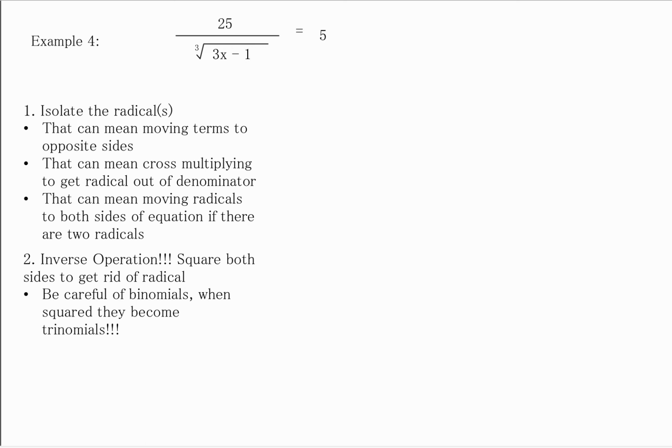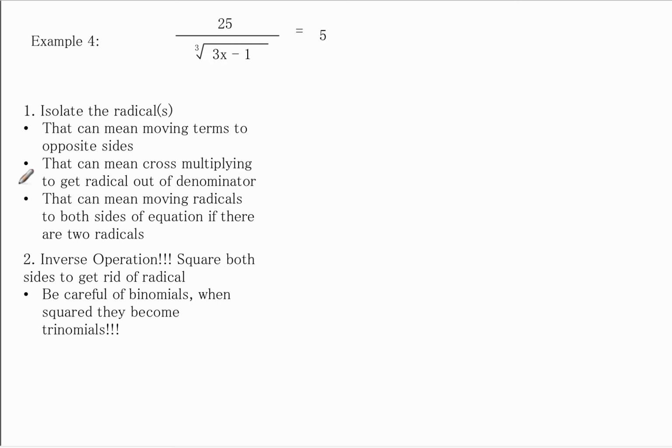Look at example 4. Wait a second. Isn't that just like example 3? When I look closely now, this is what I talked about. This is a cube root. But I'm still going to follow all my steps. I'm going to isolate the radical.